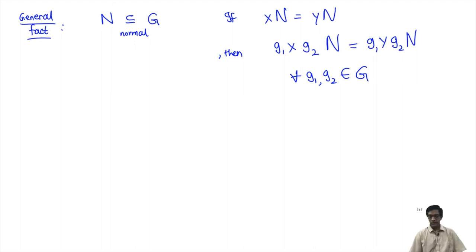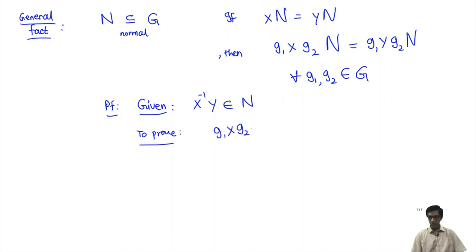Okay. Again, proof is very simple. Let's prove this very quickly. Proof, what's given is the following, that X and Y are in the same coset, which means that X inverse Y belongs to N. This is what's given. And what is it that we want to prove? That if I take (G1 X G2) inverse times G1 Y G2, I need to prove that this is also an element of N.